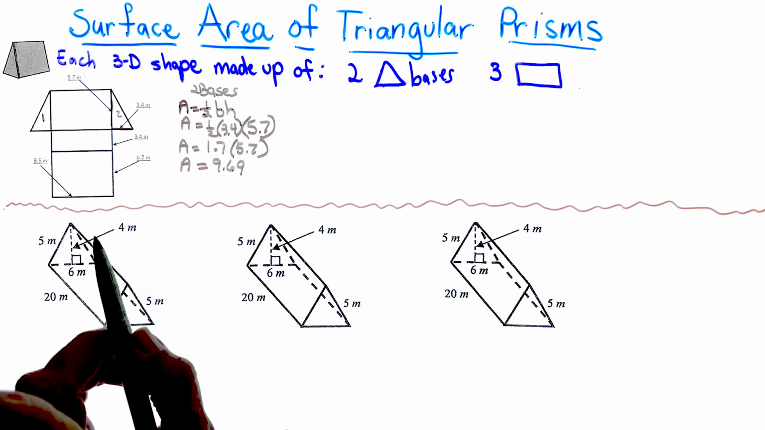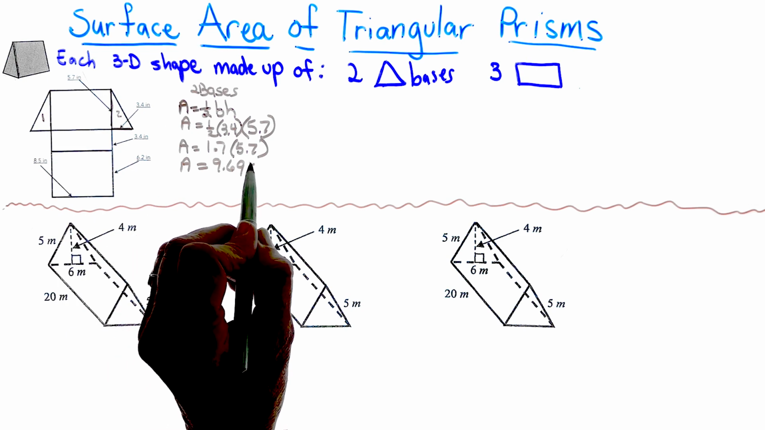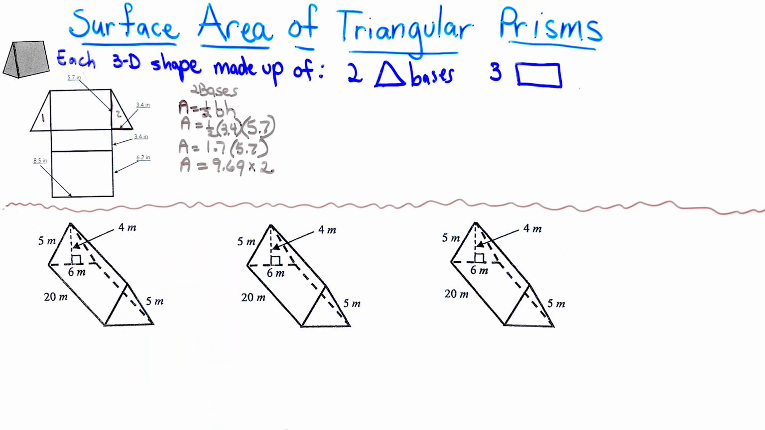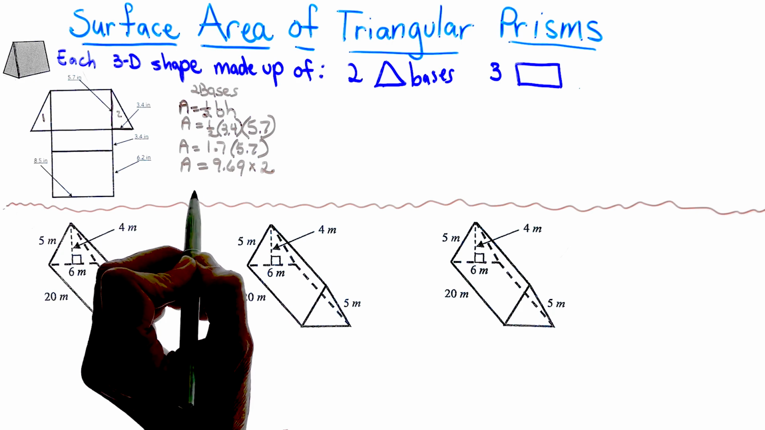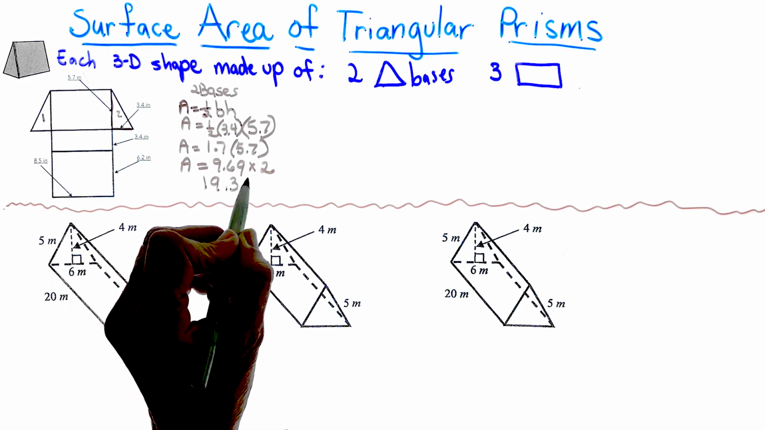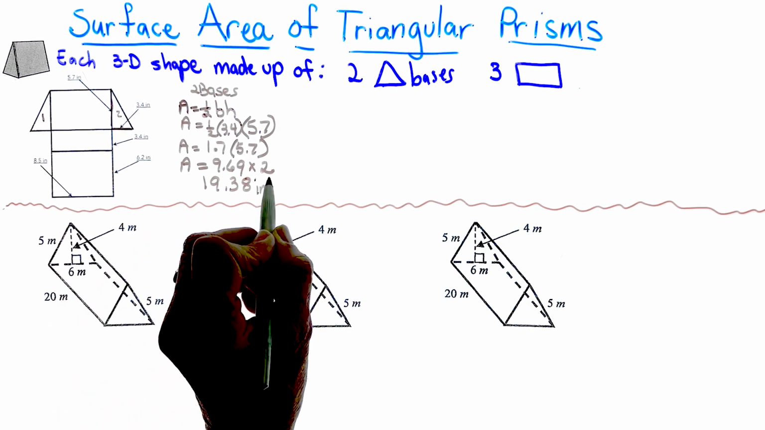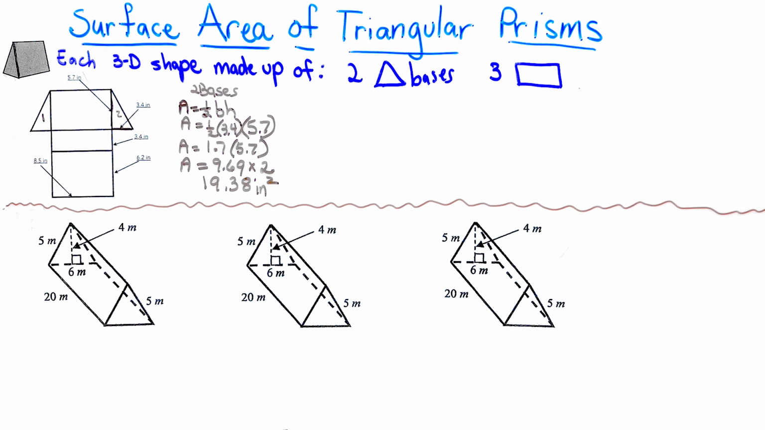9.69. Now remember, that's just for one of the triangles, and we have 2 of them. So we're going to multiply that times 2. And just for our bases, the area is 19.38, and that would be in inches squared because it's surface area.